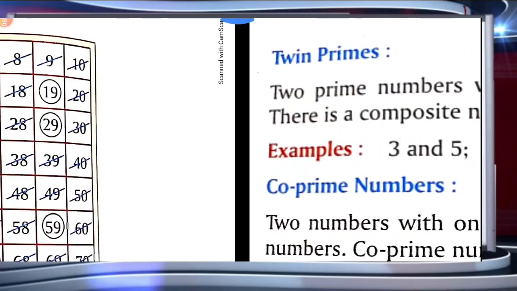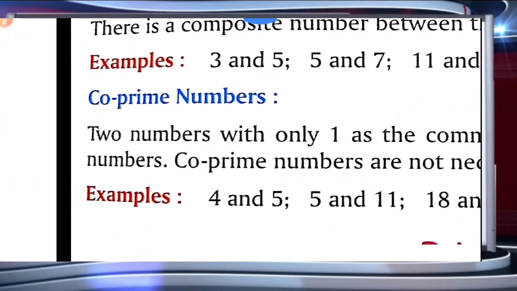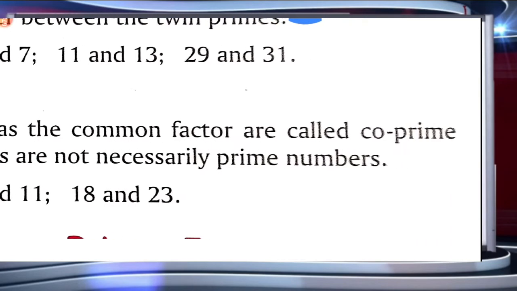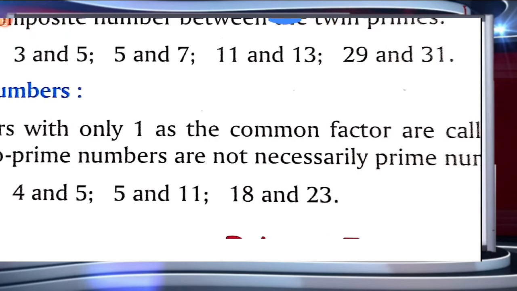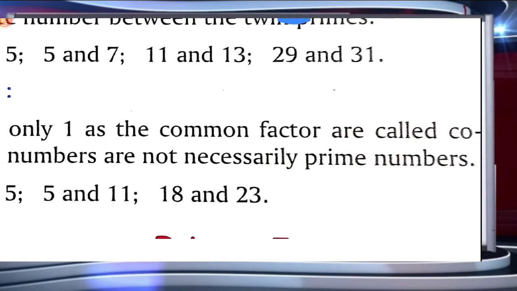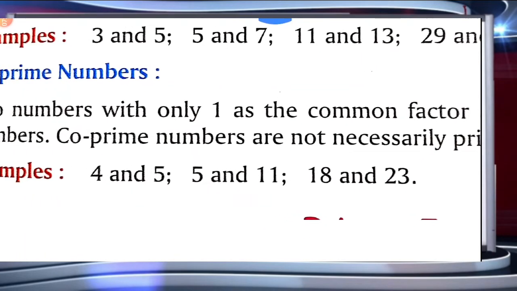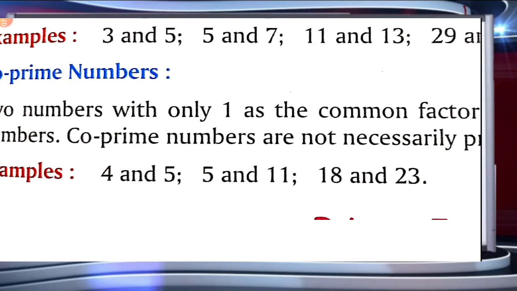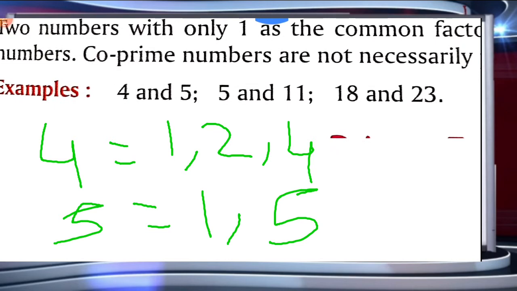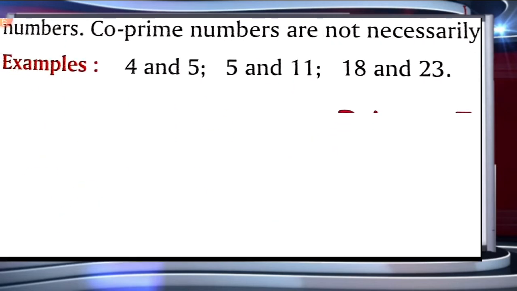Now come to the next topic, which is co-prime numbers. Two numbers with only one as the common factor are called co-prime numbers. Co-prime numbers are not necessarily prime numbers. See students, any two numbers you can take. Like I have taken here 4 and 5. Now find out the factors of 4 and 5.